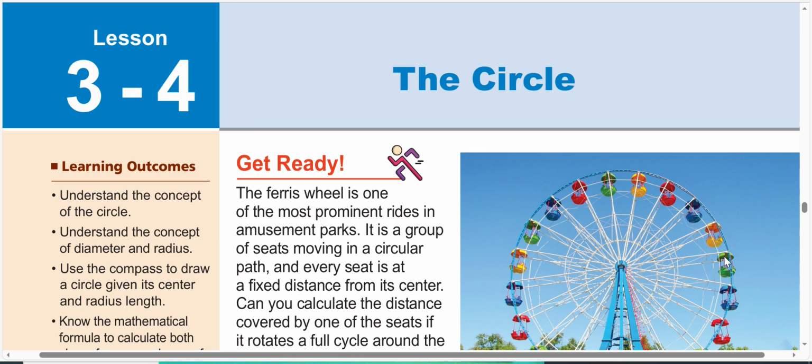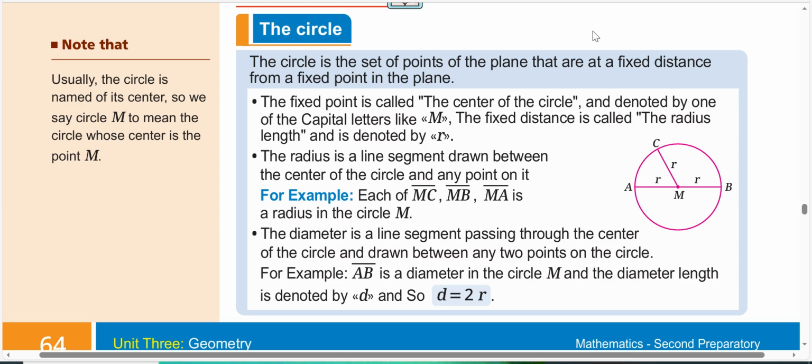Please, we will explain from the student's book, lesson number 4, unit 3: the circle. First we must know the circle is a set of points of the plane that are at a fixed distance from a fixed point in the plane, like this. M is the center of the circle and we call this the radius. B is the diameter. The diameter is twice the radius.